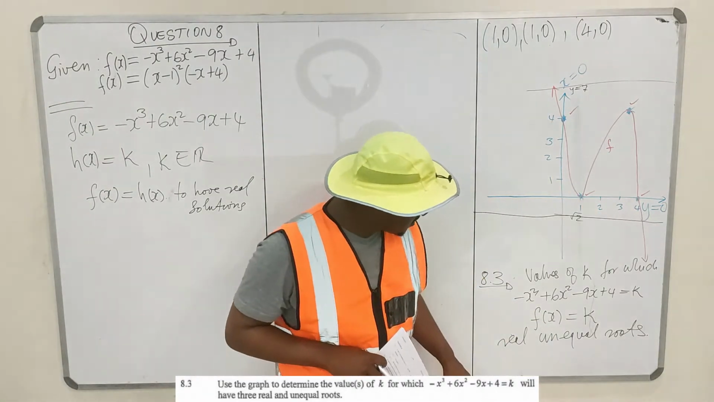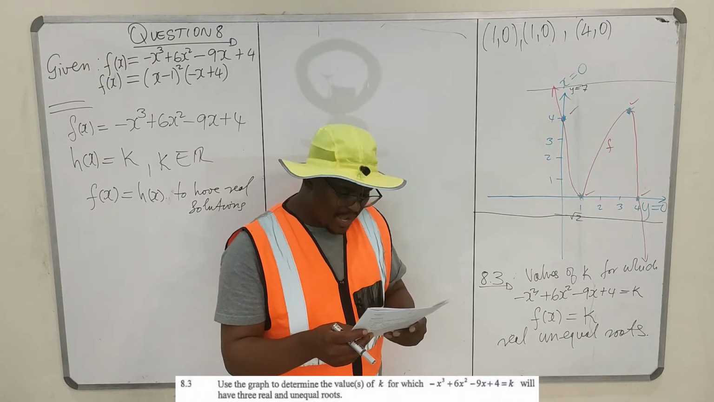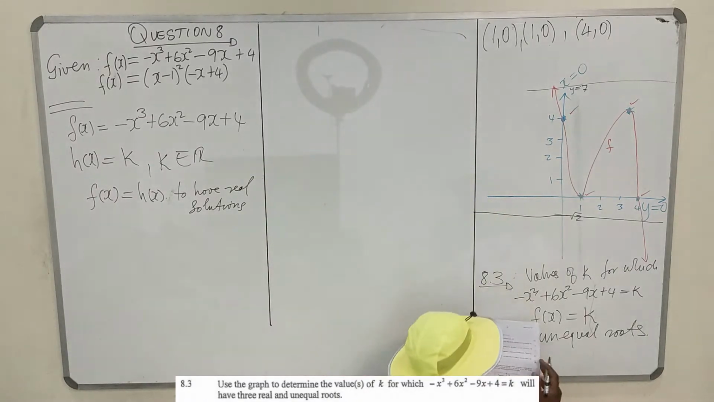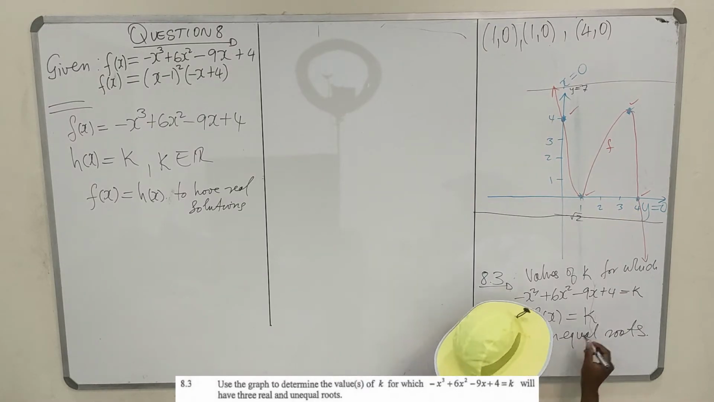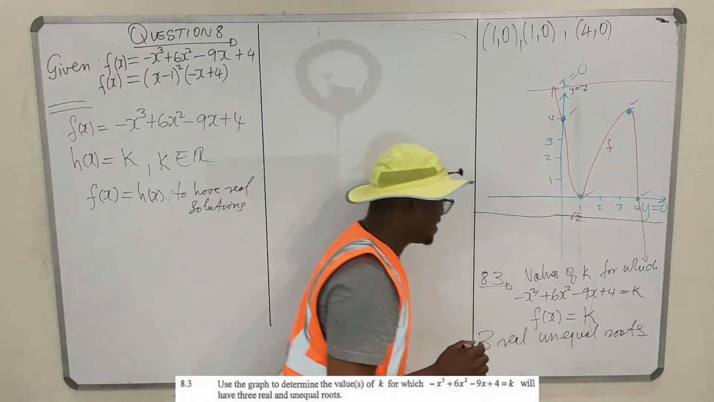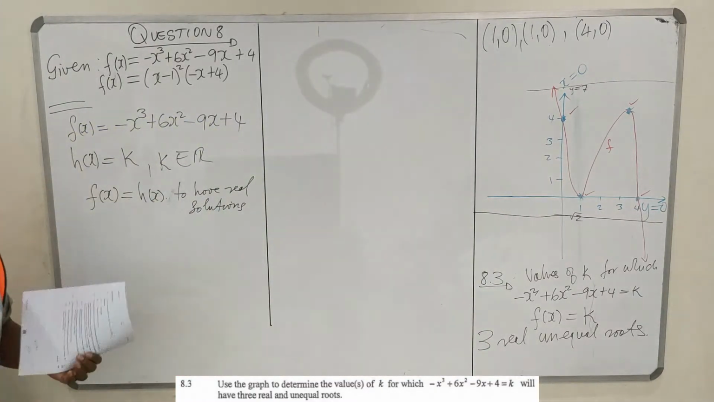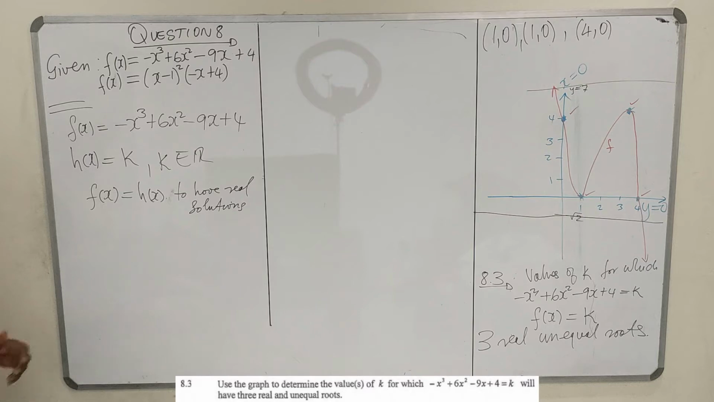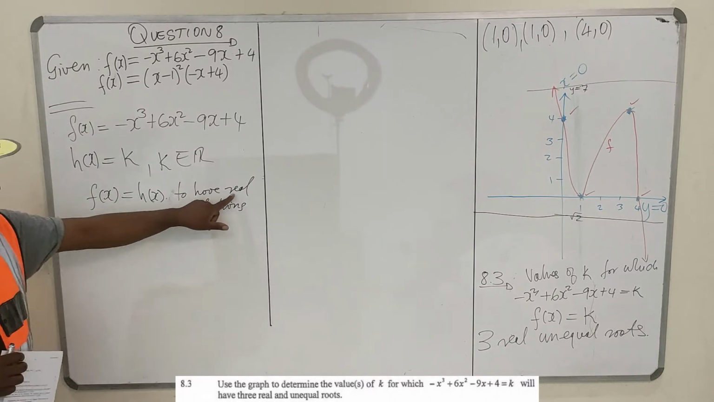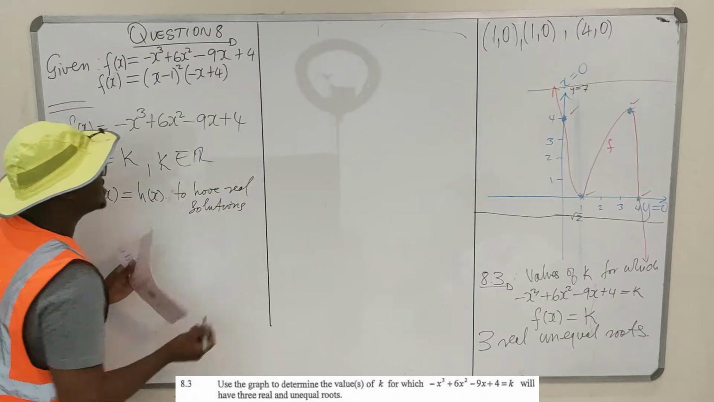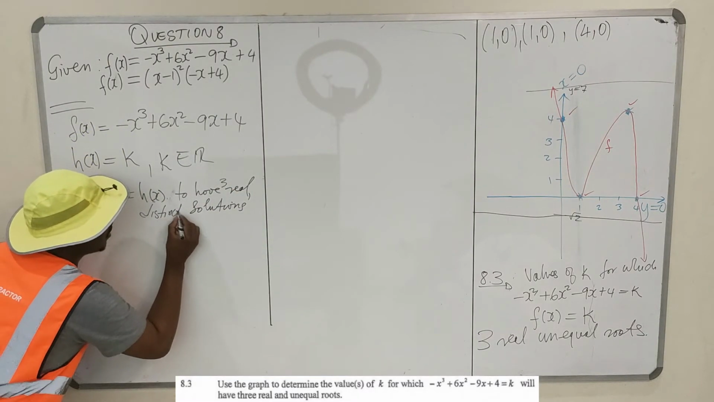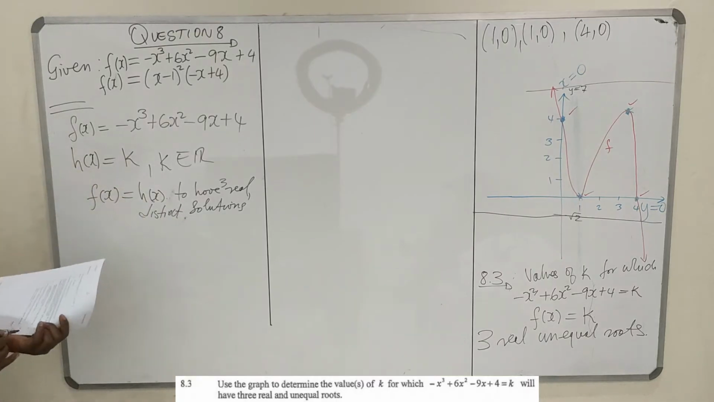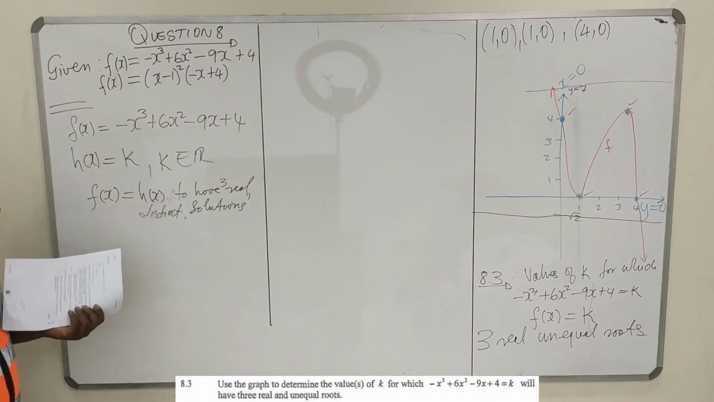And since you want them to intersect, you want the roots to be unequal. You want to have 3 real and unequal roots. That's what you want to have. You want this function to have 3 real solutions. You want to have 3 real distinct solutions. You want to have 3 solutions and they should all be different. Right?